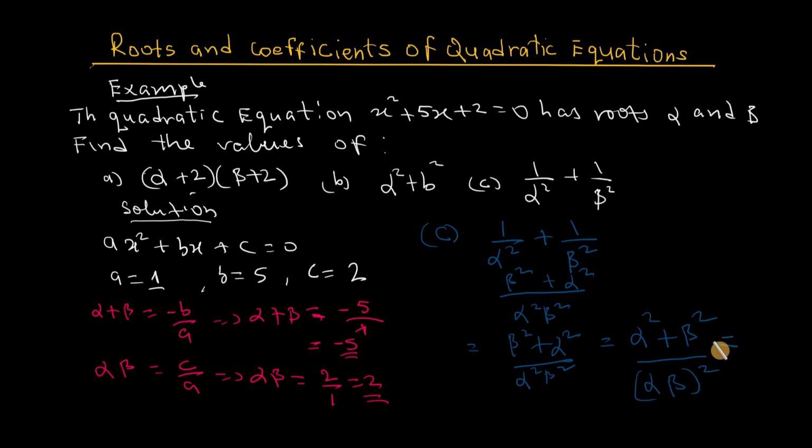From the B part of the question, I just obtained the value of alpha squared plus beta squared as 21. I have 21 over alpha beta, which is 2, that's 2 squared, which is the same as 21 over 4. That means the value of 1 over alpha squared plus 1 over beta squared is equal to 21 over 4.